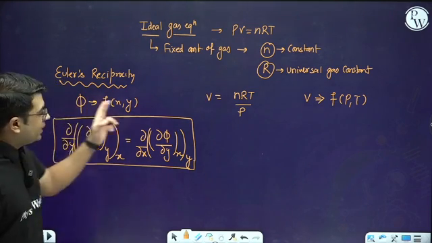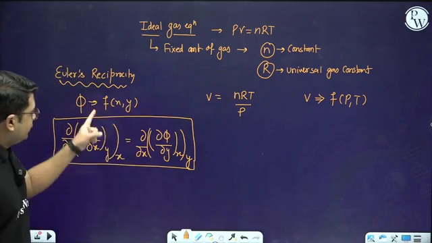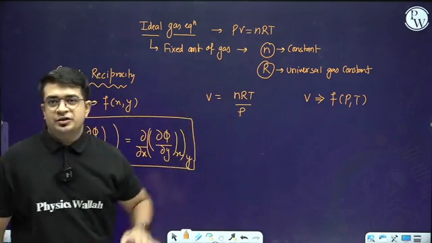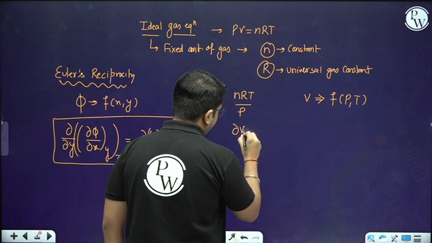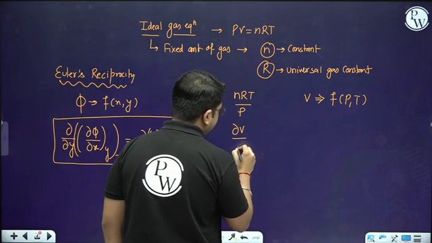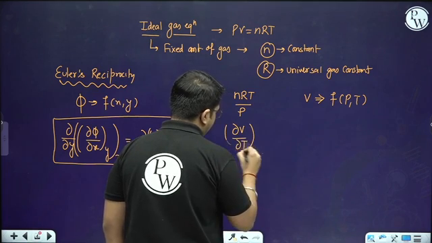Now in this case, phi is basically volume. It's a function of x and y, which means it's a function of pressure and temperature. So the first thing we can do is write dV/dT at constant pressure.